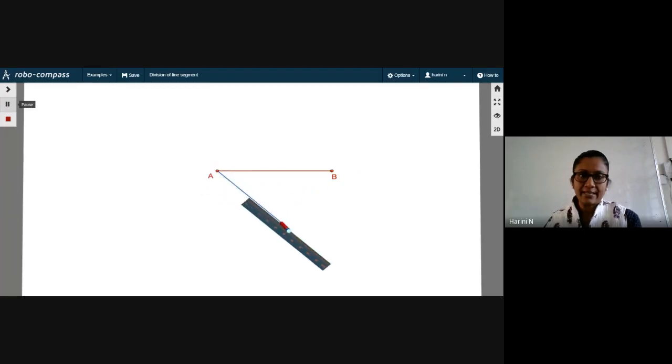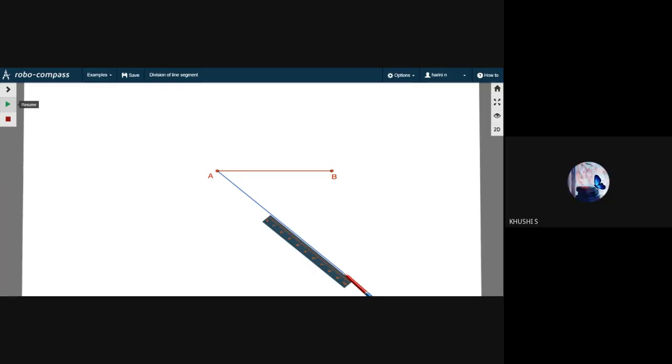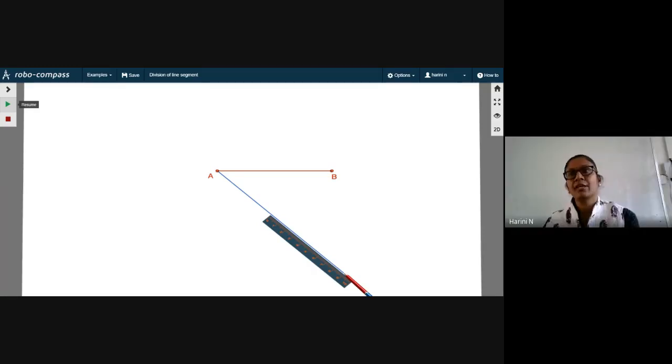Now I'll keep my scale along A and construct an acute angle. So this is what you also have to do. Please draw that acute angle at A such that the angle is below your line segment AB. Is that done? Yes, ma'am. Okay, now you have to take your compass.